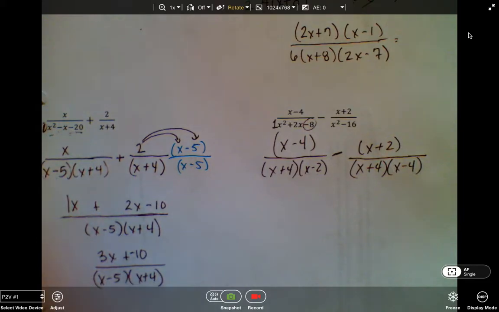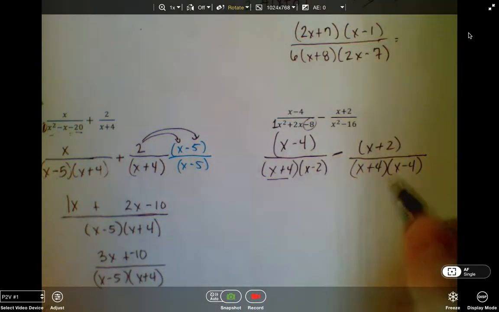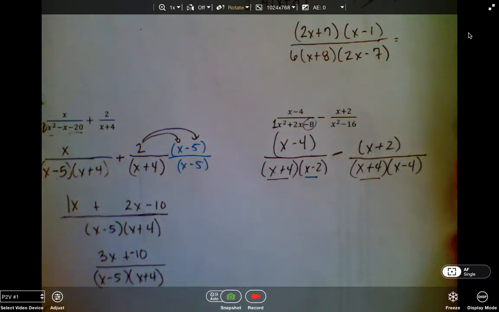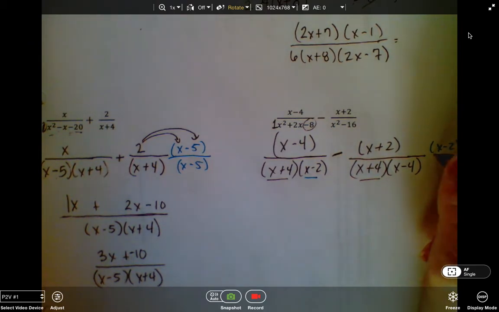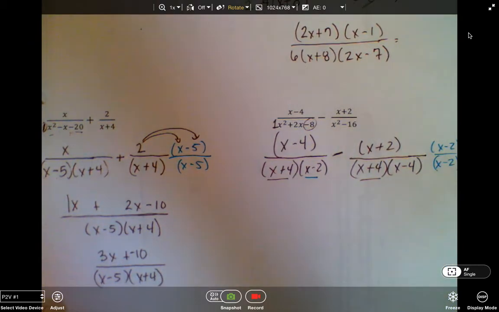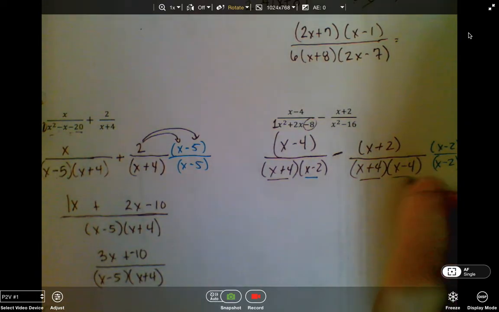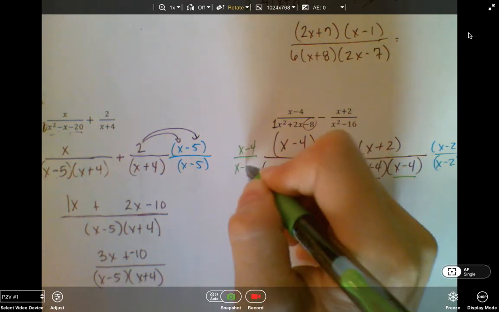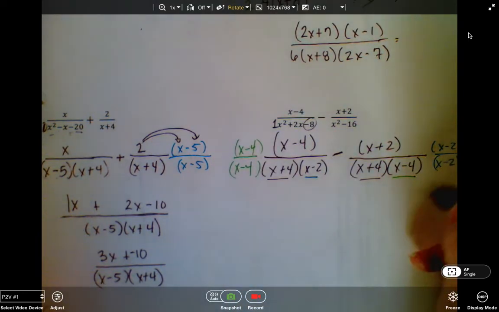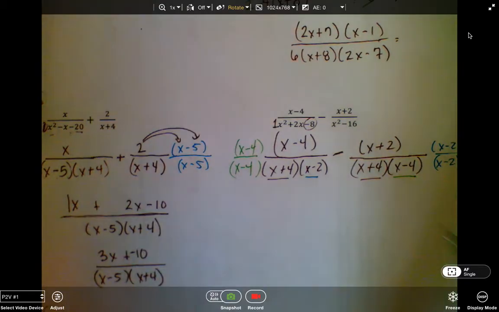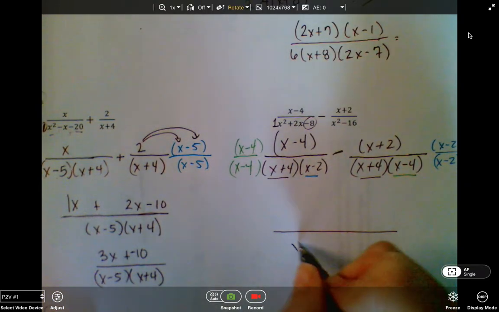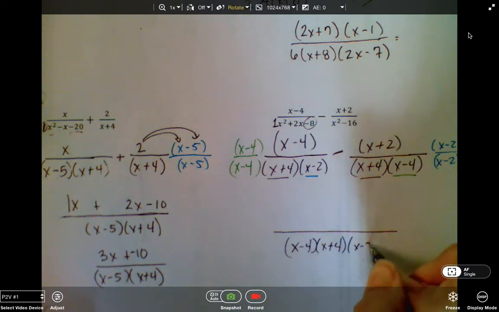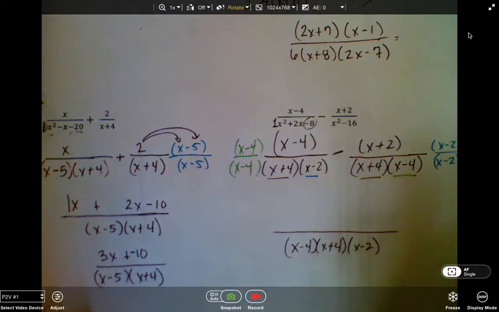Okay, I'm going to look for what they have in common and what they're missing. Well, they both have an x plus 4, but this one has an x minus 2. So this guy's going to need an x minus 2 over x minus 2. And this guy has an x minus 4. So this guy's going to need an x minus 4 over x minus 4. Just finding those common denominators. So our common denominator, once we get everything together, will be x minus 4, x plus 4, x minus 2, and we can leave it just like that for this point in time.